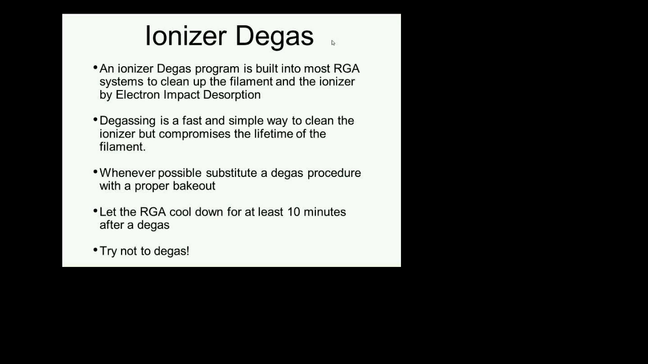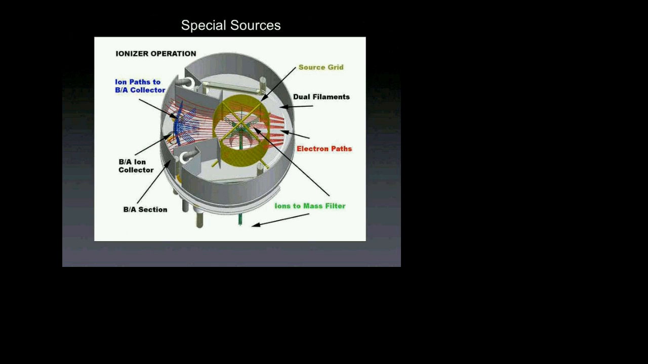So whenever possible, even if you're used to degas, consider doing an overnight proper probe bakeout. And you will thank me for it. You're going to start realizing your filaments last a lot longer, and the device itself stays free of contamination for a much longer time. So bottom line here, try not to degas. And of course, if you do a degas, make sure you wait at least 10 minutes after the degas is completed for the ionizer to come back to normal temperature, because it gets really hot. In fact, the anode grid gets incandescent red. Okay?